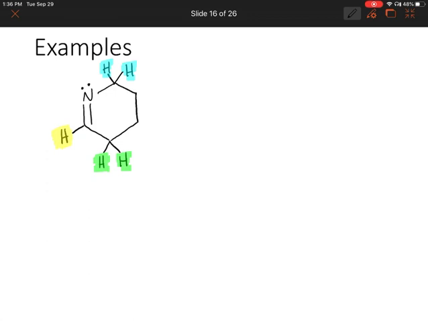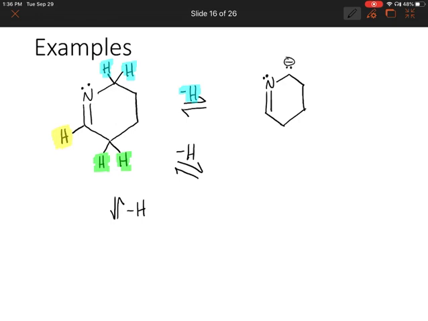All right, so let's draw our different conjugate bases after the loss of each type of hydrogen. Okay, so let's try the blue ones first. If we lose a hydrogen up above at the top carbon in our ring, we get the following structure where we have a negative charge on that top carbon.